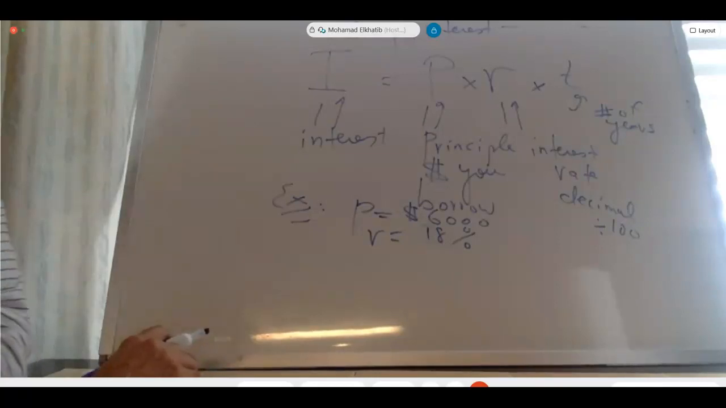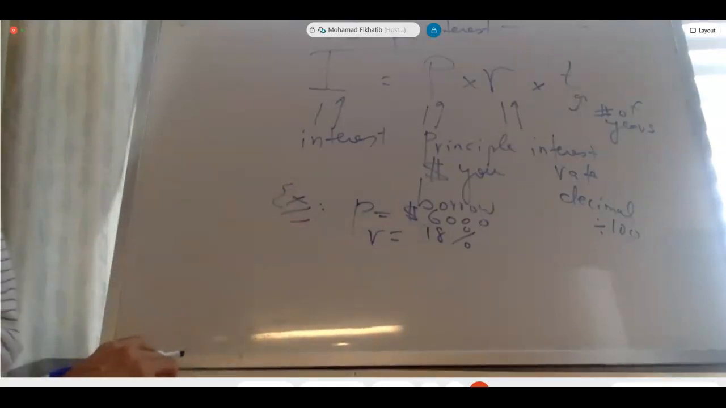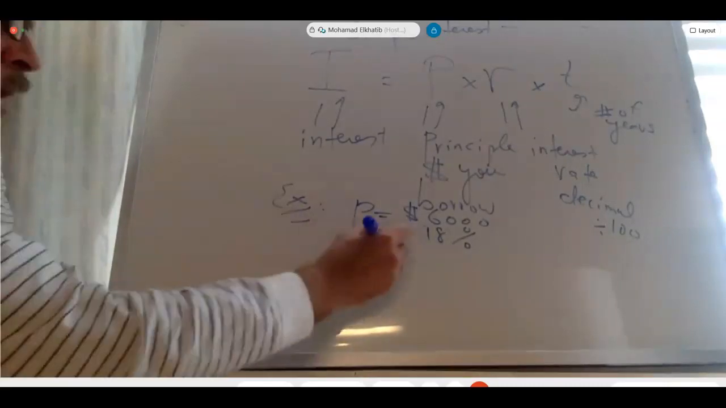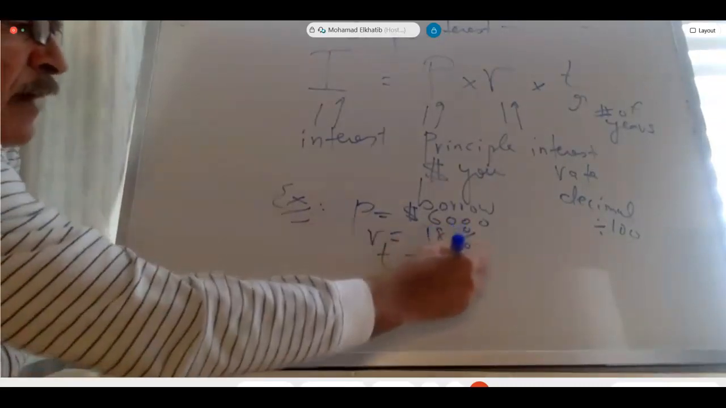Right? So let's say you borrowed $6,000 and you do not have good credit. You're gonna have to pay 18% interest, and you said, you know what, I want to pay it off in 5 years.